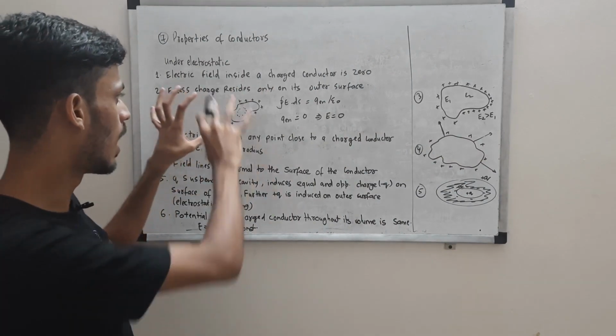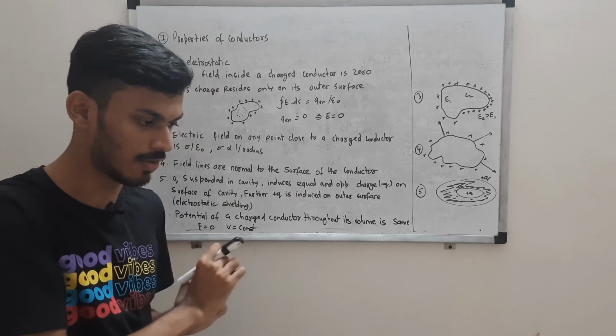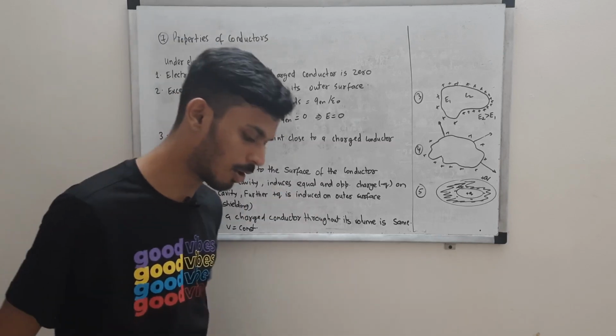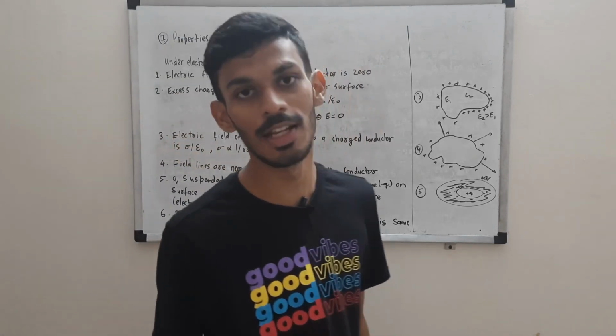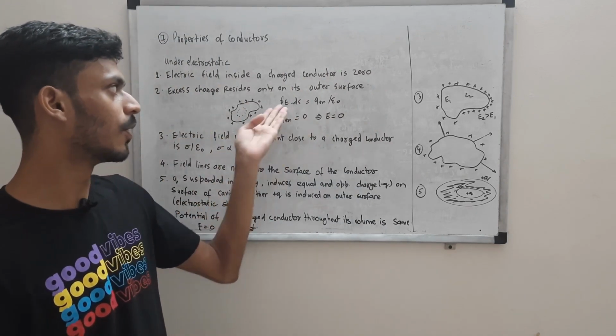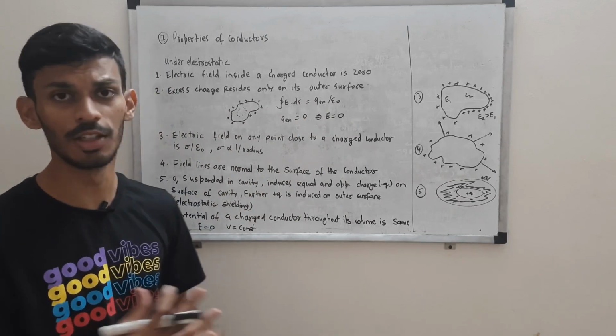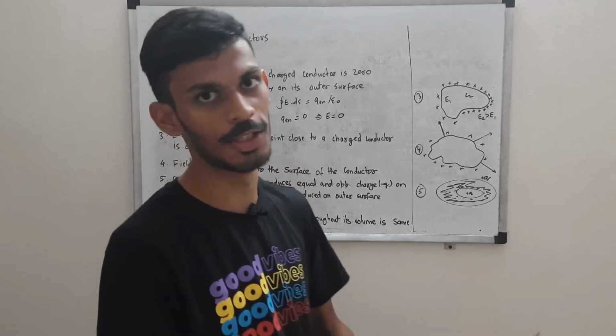Okay, so if you have excess charge on the conductor, it will reside only on the outside surface. It will not be there inside. Since there is no charge inside, you can use the Gauss law. This is a flux. You equate flux in two different ways. That is how we used to find the field due to different charge distributions, right?